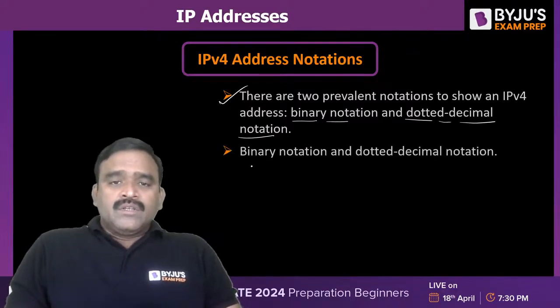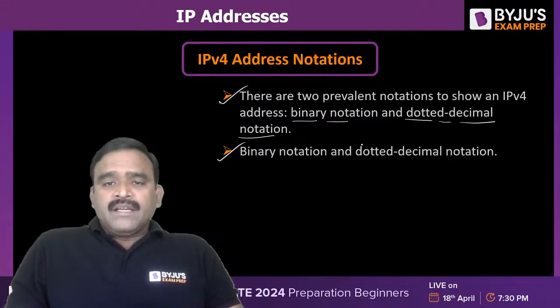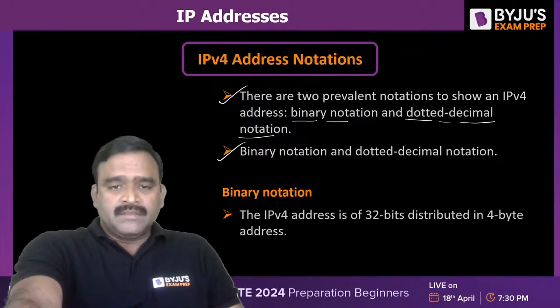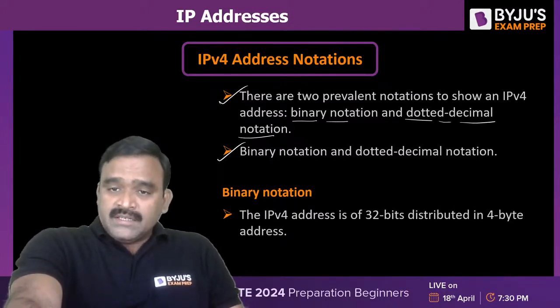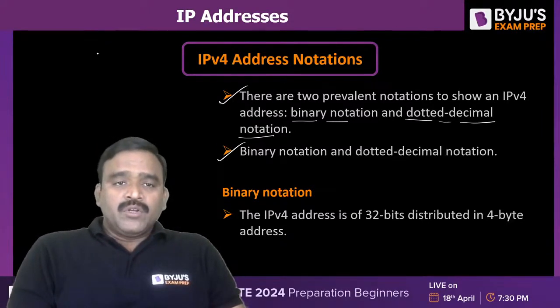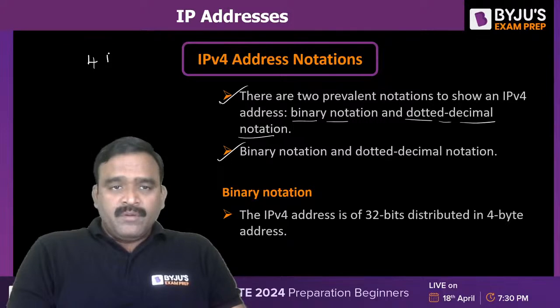So binary notation and dotted decimal notation are the two notations we use. Binary notation is like this. The IP version 4 address is of 32 bits distributed into a 4-byte address. So actually 32 bits is nothing but 4 bytes. Every byte is nothing but a group of 8 bits.